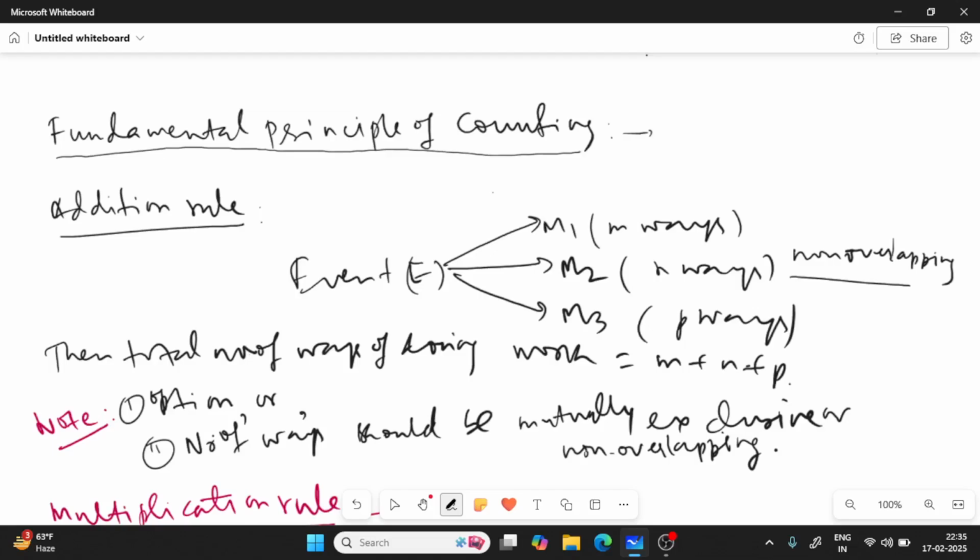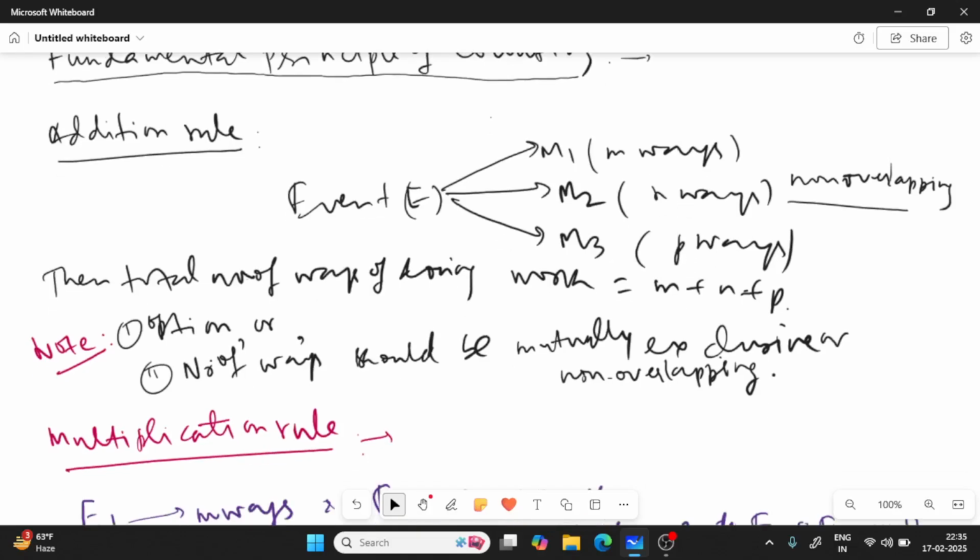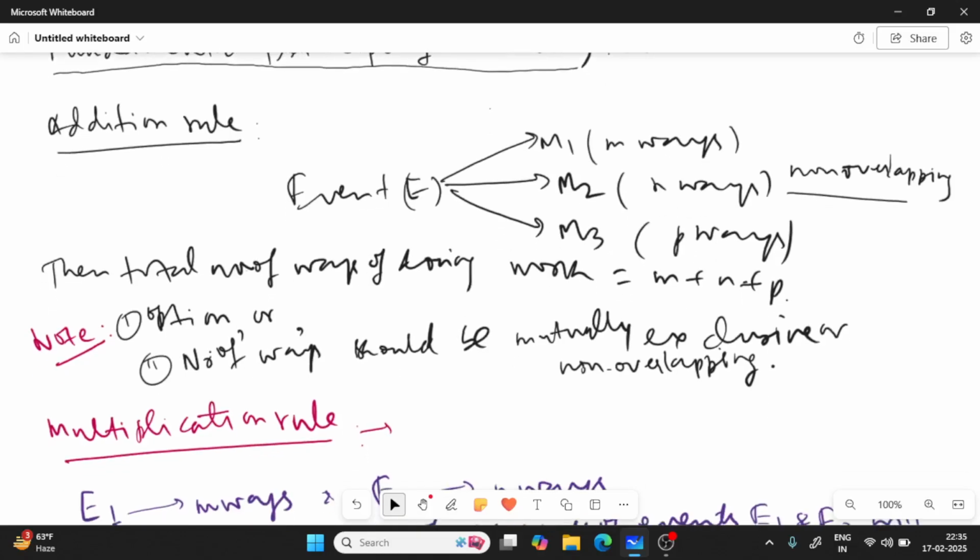We use this rule when we have different choices, different options. This is one note, and another note is that the ways should be mutually exclusive or non-overlapping.